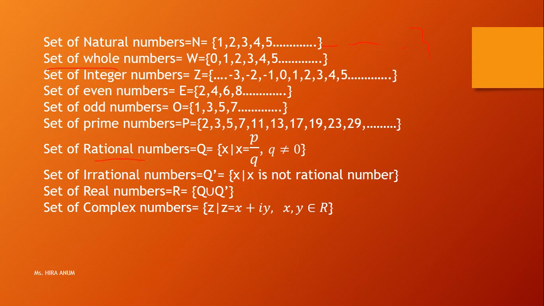Rational numbers are in the form p over q, where q does not equal 0. You can also write 2 over 3, 5 over 2, 9 over 7. The denominator never becomes 0. Set of irrational numbers: X is not a rational number. Set of real numbers is the union of rational numbers and irrational numbers. Set of complex numbers is this.